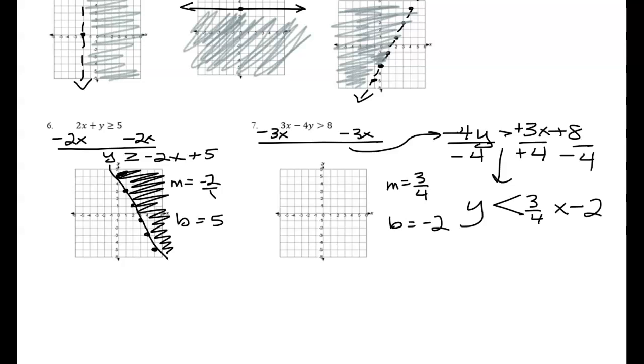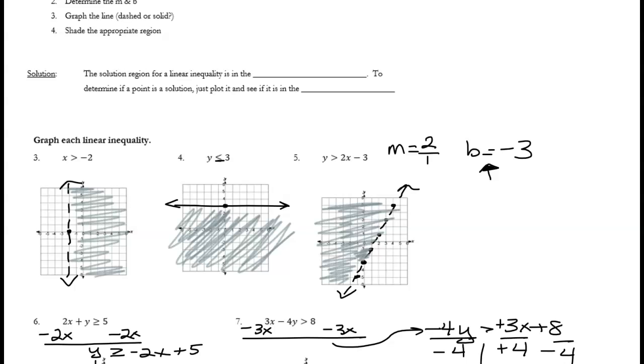So again, we start at our b. We go up 1, 2, 3 over 1, 2, 3, 4. I'm going to go down 1, 2, 3, 1, 2, 3, 4. Oops, right there. And so it's a dashed line. And I'm supposed to shade this way because I had to flip it. So I'm going to put my pencil at the intercept and I'm going to shade below, which is all of this area here.